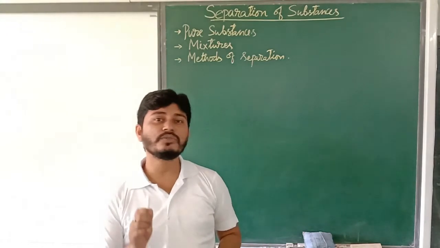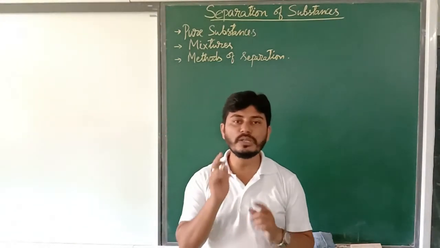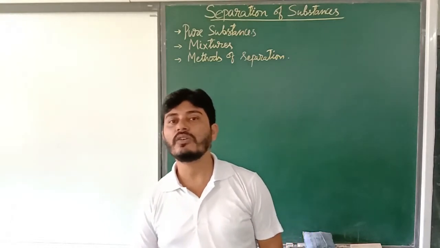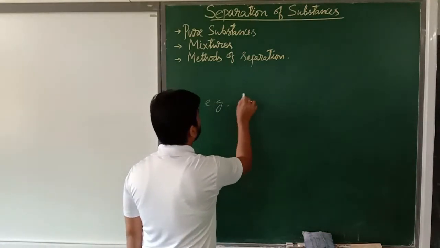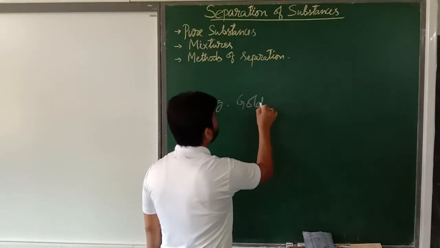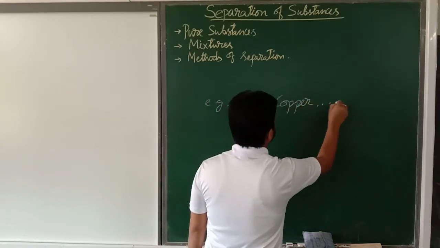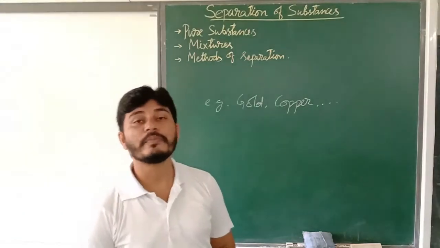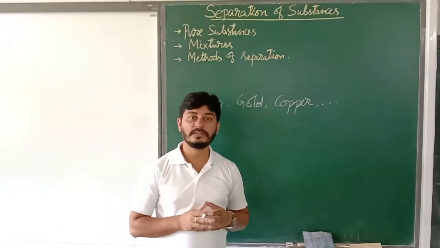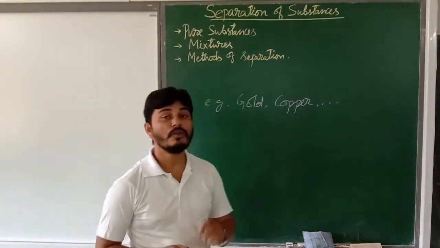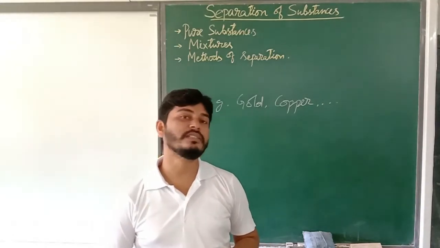So the substances which are found in pure form, that means which are made up of only one type of particles, are called pure substances. For example, gold, copper, these metals are found in a pure state. They are made up of only one kind of particles. That's why they are called pure substances.